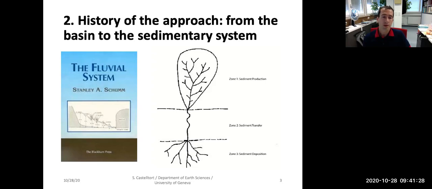As you can see, a long time ago already, people were thinking in those terms, okay? Zone one, sediment production; zone two, sediment transfer; zone three, sediment deposition. This simple sketch made by hand already embodies a lot of vision and knowledge. So this is the kind of sketch you have to remember, and you have to be able to draw as well. You should be able to draw everything that we teach you.